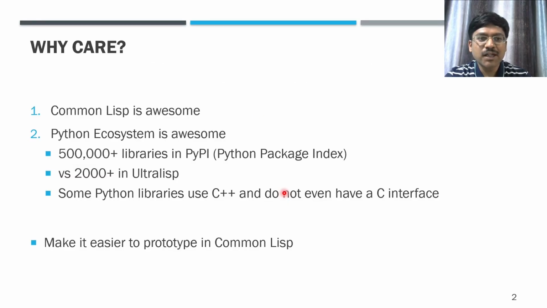So why do we care about interfacing with Python at all? Well, we all know that Common Lisp is awesome, and as much as we may dislike Python, we ought to acknowledge that its ecosystem is awesome. And I myself have a few invaluable libraries in Lisp. Even then, the library count of Python vastly exceeds that of Lisp. And some libraries use C++ and do not even have a C interface. Thus, the goal of this line of work is to make it easier to prototype in Common Lisp. We should not be required to rewrite Python libraries in Lisp again.